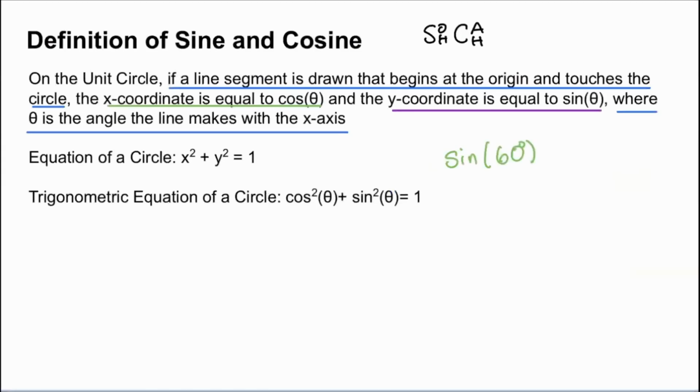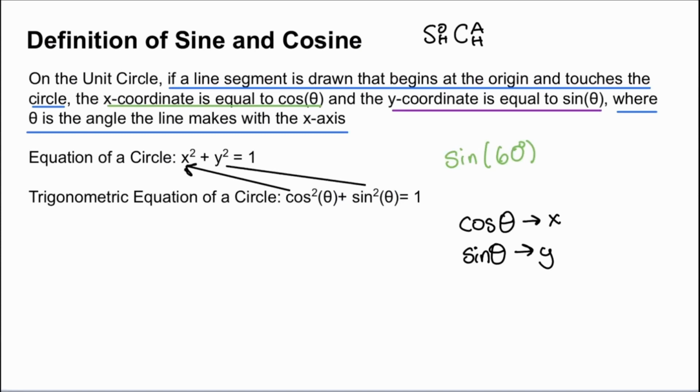So I have here labeled the equation of a circle. It's x squared plus y squared is equal to 1. That is a general equation of a circle, and more importantly, the equation of the unit circle. So if we know that cosine theta corresponds to x, and sine theta corresponds to y, we can actually sub in cosine and sine for our x and y. So I can have cosine go in there, and sine go in here. And that's where this equation comes in.